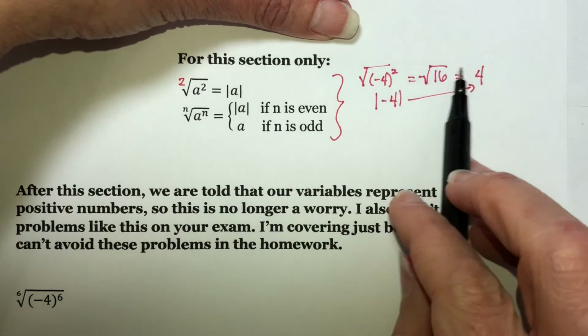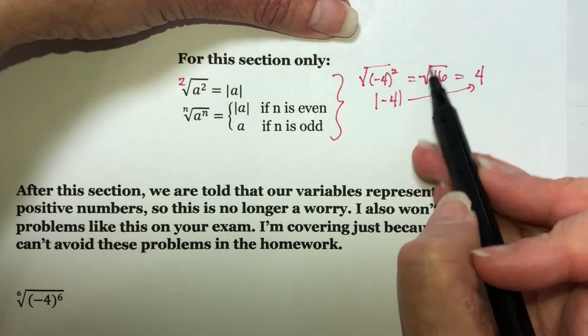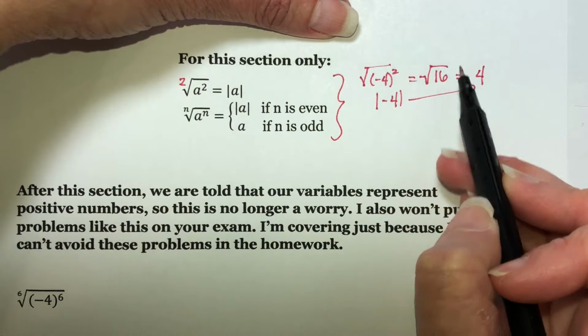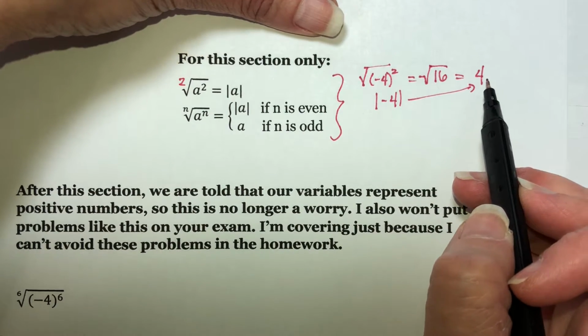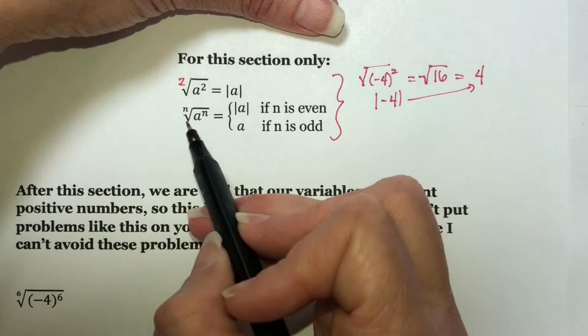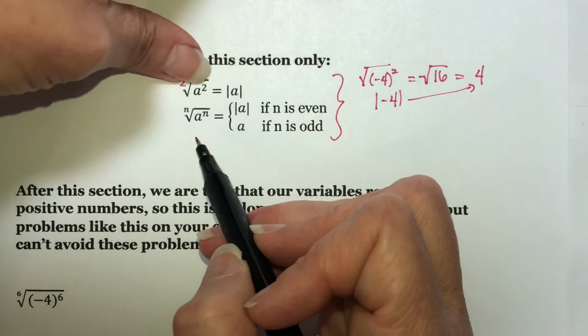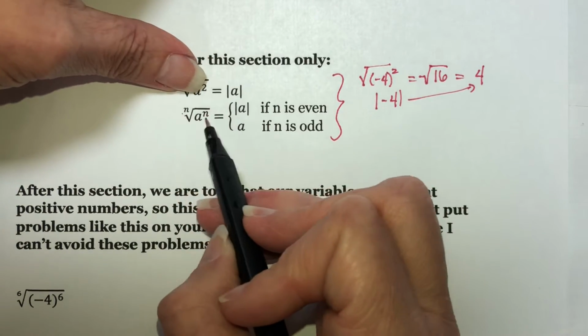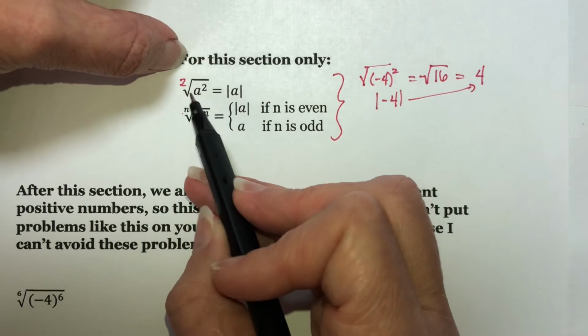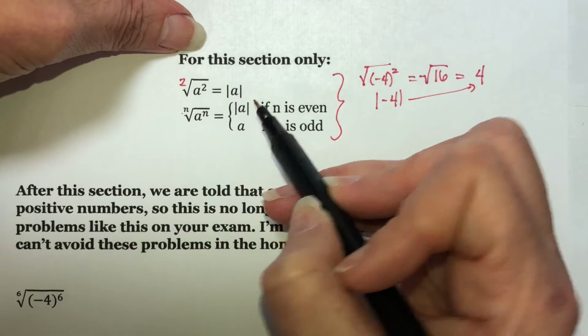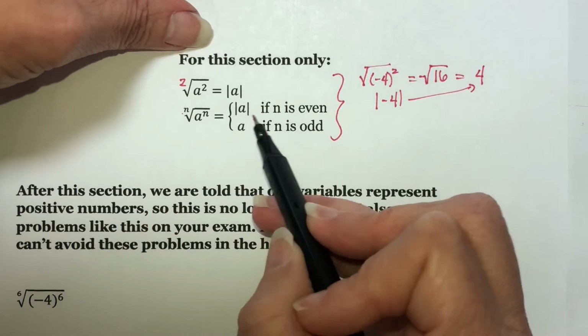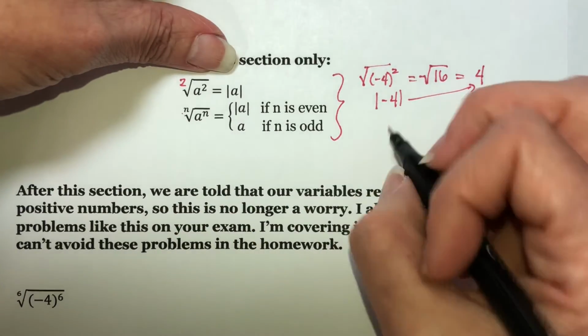The thing is, you're always going to end up with a positive number under here. And then when you take the square root of a positive number, you're going to get a positive answer. Here, the same basic thing is happening, except if this is an even index, which this is a special case of, you're going to get the absolute value back. And if it's an odd index, you don't have to worry about the absolute value. Why? Let's look at it.